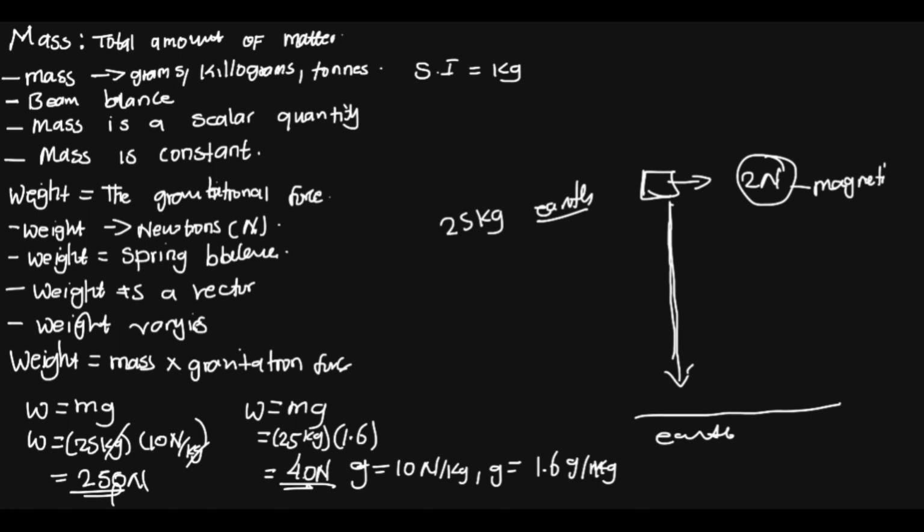Then the other thing, the relationship between mass and weight. The relationship between mass and weight is given by this formula. Weight is equal to mass multiplied by gravity. So if we want to find weight, we need to multiply mass and gravity. But if we want mass, if we make mass the subject of the formula, we are going to have weight divided by gravity.